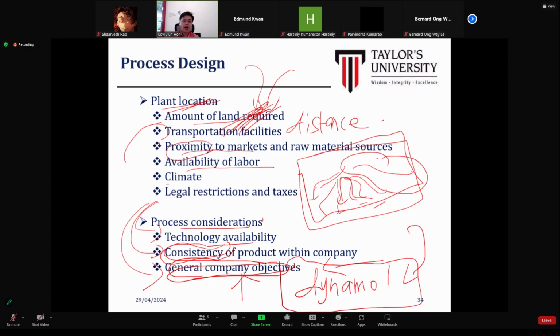And also climate. If, let's say, the selected area, based on the record, sometimes has flood, then in that case we also need to avoid that region.